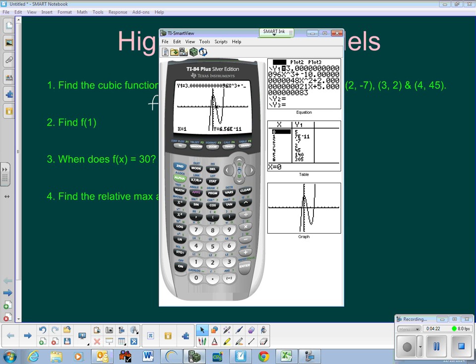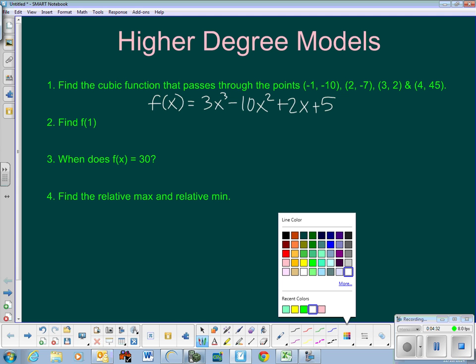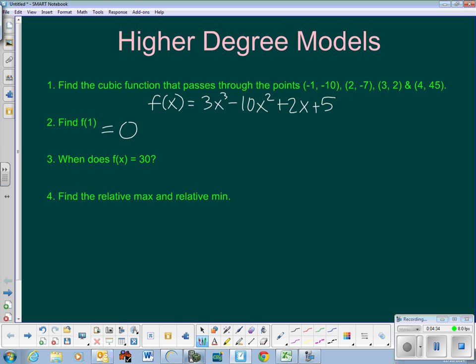Another funny calculator way of saying 0. Technically, this is 0.000 with 10 zeros and a 6. If that ever happens on your calculator, that means 0. It's a little complicated, and it doesn't look right, but again, that's the way calculators work sometimes. Okay, next, when does f of x equal 30? In other words, y is 30, what's x?